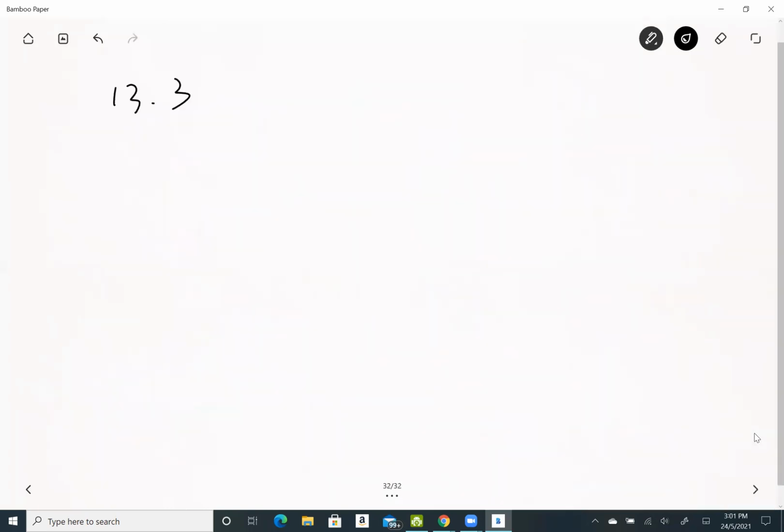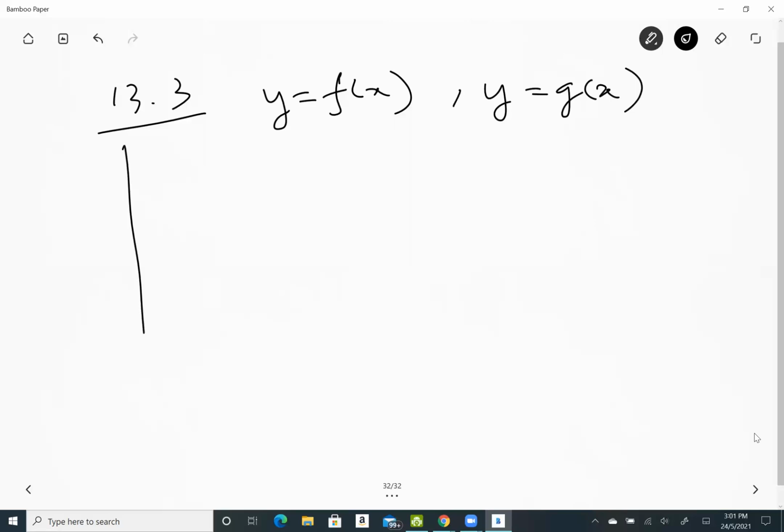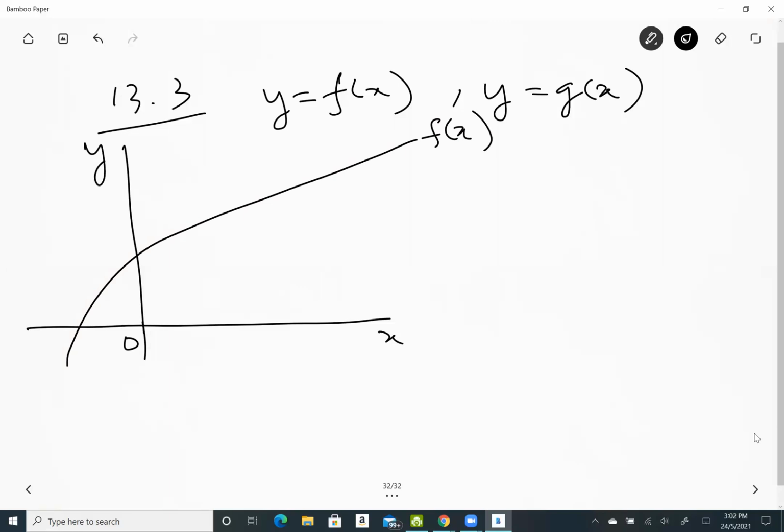So in 13.3, you have 2 functions, y equal to f of x. And then I have another function, y equal to g of x. All right. Suppose you have the graph look something like this. So we draw the graph first so that we know how it looks. So let's say f of x looks something like that. And then g of x looks something like this.